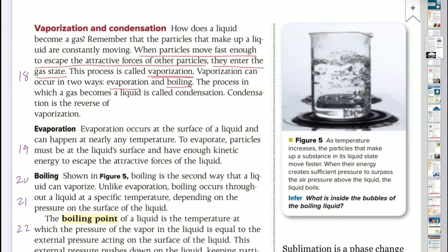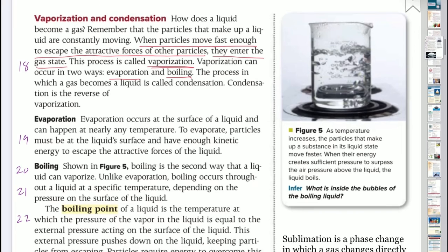The process in which a gas becomes a liquid is called condensation. Condensation is the reverse of vaporization.